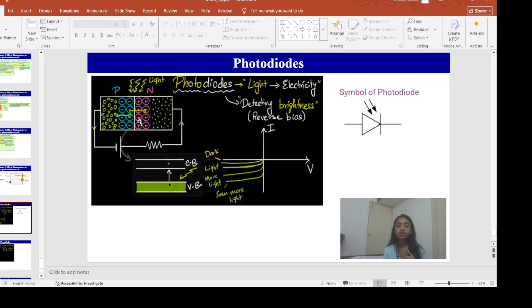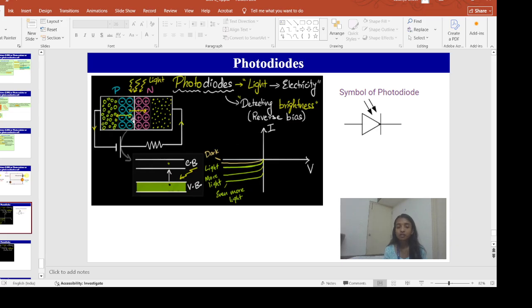Also, in the depletion region we have an electric field. What is the direction of the electric field? From right to left, that means from the donor ion to the acceptor ion. Due to this electric field, the electron and the hole will be quickly swept away from the depletion region. As a result, we will get a current flowing through the device.